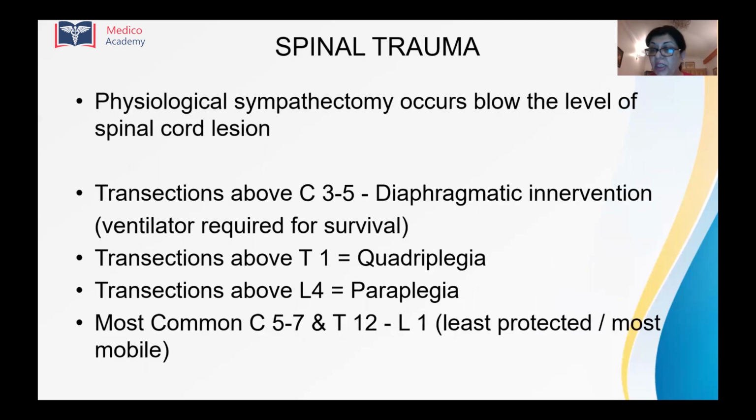Spinal trauma. Patients may present for surgical stabilization during the period of spinal shock, which begins immediately after the insult and may last for 3 weeks. A physiological sympathectomy occurs below the level of the spinal cord lesion, causing hypotension secondary to arteriolar and venodilation.